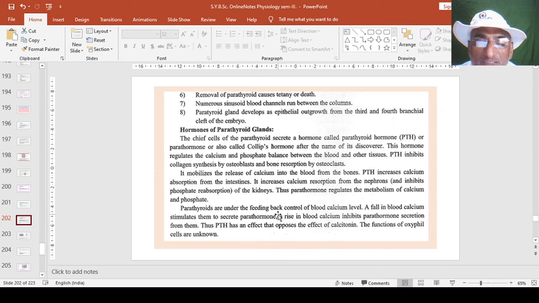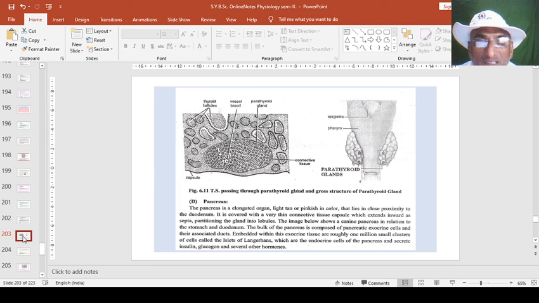Parathyroids are under the feedback control of blood calcium level. A fall in blood calcium stimulates them to secrete parathormone. A rise in blood calcium inhibits parathormone secretion from them. Thus, parathyroid hormone has an effect that opposes the effect of calcitonin. The functions of oxyphil cells are unknown. And this is about the parathyroid gland.